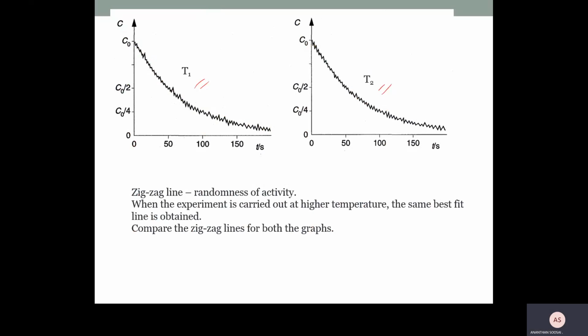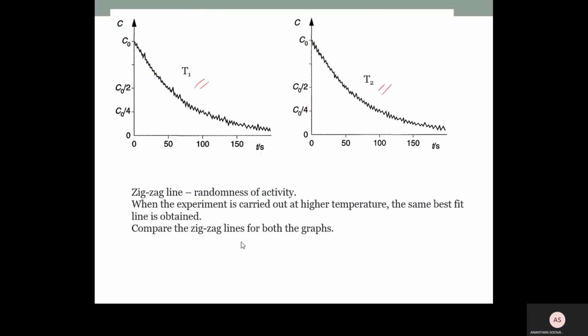The experiment is carried out at a higher temperature, and the same best fit line is obtained. Therefore it is spontaneous, unaffected by temperature, an external factor. And what tells the random nature? The fluctuation of the reading. The zigzag lines, or the fluctuation of the count rate reading for both graphs, tell the random nature of the process.